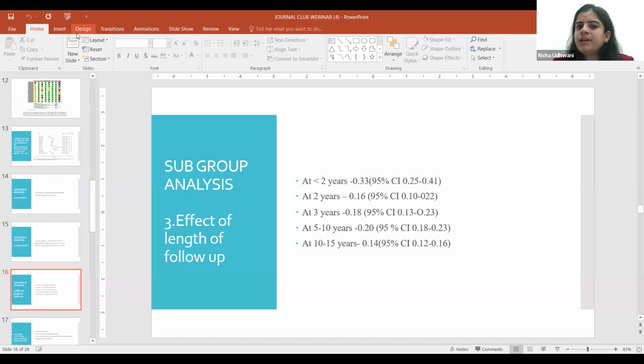Coming to the third subgroup analysis, which was about the effect of length of follow-up, less than 2 years it was 33%. At 2 years, it was 16%. At 3 years, it was 18%. 5 to 10 years was 20%. And about 10 to 15 years, it was 14%.